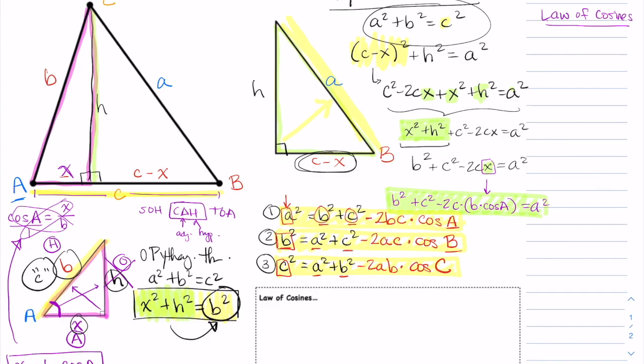Okay? Don't think of them as 3 separate formulas. They're literally the exact same thing. It's just depending on where you start in the triangle. When I do some examples, I'll tell you what I mean. So this is the law of cosines. Okay? All right, so in a future video, I will be showing you how to use this law.